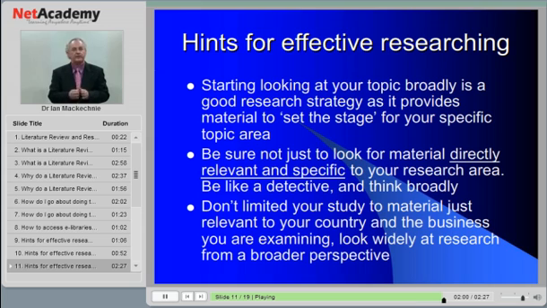Also, don't confine yourself just to the business you're looking at. If you're looking at customer complaints in the telecommunications area in Malaysia, don't confine yourself just to Malaysia. Don't confine yourself just to the telecommunications area. Look at other industries. Look at other countries. Make sure that your research is wide and broad and has a broad perspective.